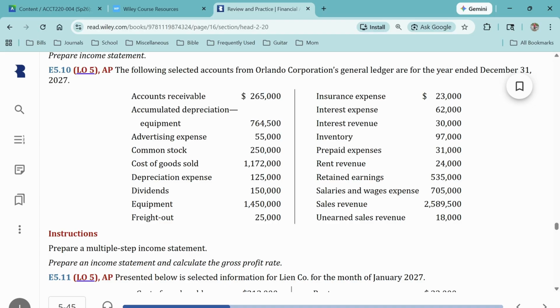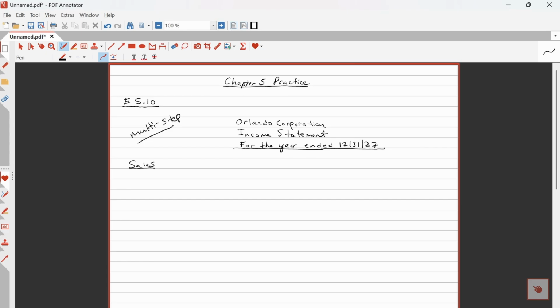I don't see any sales returns and allowances. I don't see any sales discounts. If the company had sales returns and allowances and or sales discounts, then here's how the sales section of the multi-step income statement would be prepared. Under sales, you would have sales revenue, and then whatever its number is. Then you would say less whatever the balance in the sales returns and allowances account. Then less whatever the balance in the sales discounts account.